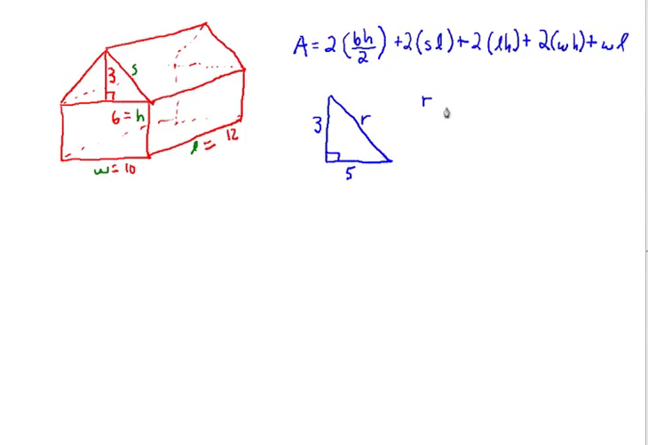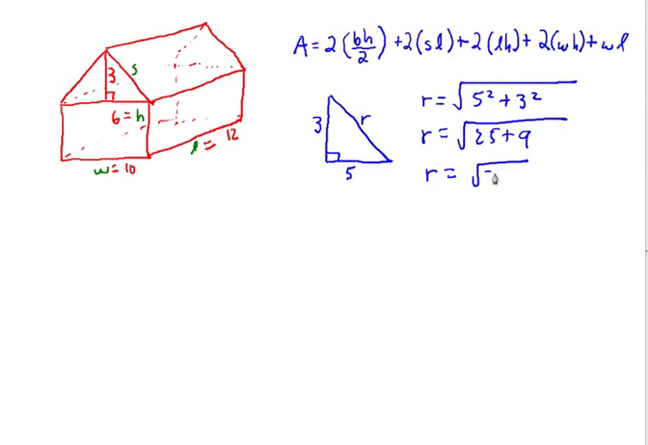So the hypotenuse is going to be equal to the root of 5 squared plus 3 squared. So r is going to be equal to the root of 25 plus 9. So r is equal to the root of 34. Therefore, if you plug that into the calculator, r will be equal to 5.83. Okay, so now we have all the variables. We're given the base, height, the slant length, the length, and the width. So all we have to do is substitute all the values.